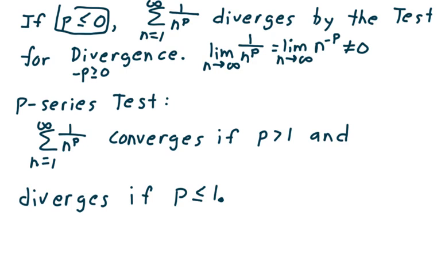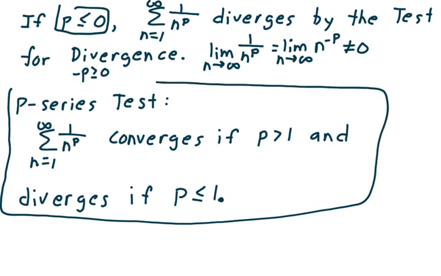And we can sum this up as follows. And it's called the p-series test. So we're down here. The summation from n equal 1 to infinity of 1 over n to the p converges if p is greater than 1 and diverges if p is less than or equal to 1. That is a nice result. And I want to give you a couple of quick examples here.